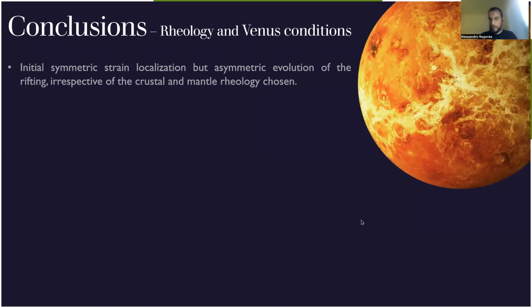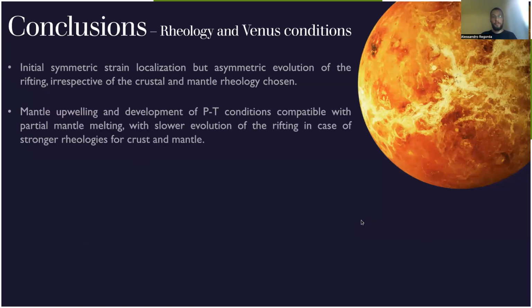Just to summarize this first part, then I move to the more realistic Venus models. We saw that there is some initial symmetric strain localization, but the rifting evolved into asymmetric rifting, irrespective of the crustal and mantle rheology chosen. For all models, for the Earth conditions, there is mantle upwelling and PT conditions compatible with melting, but of course, the evolution is slower in the case of a stronger rheology.